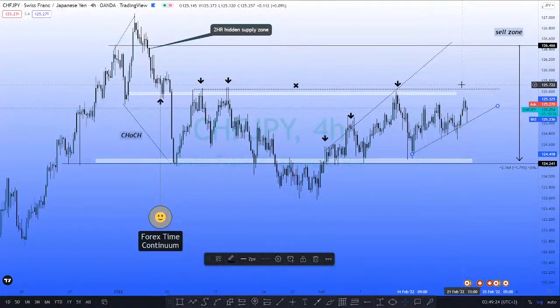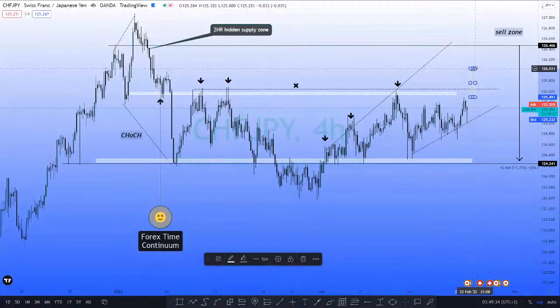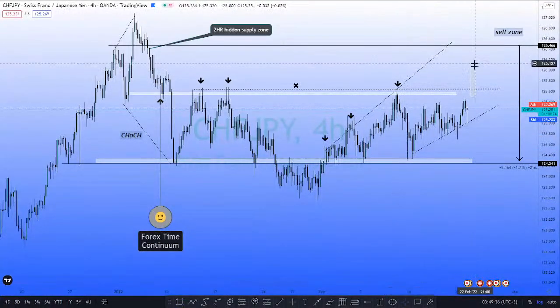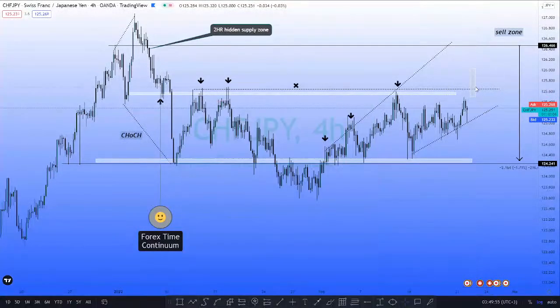Remember, what we have to see on this setup is a clean breakout out of this zone. We need to see a clean candle break this zone, a clean one like this, not some noise. If it breaks on this noise, just know this setup is invalid. We have to see a clean breakout out of that zone. So I think that's all with this.